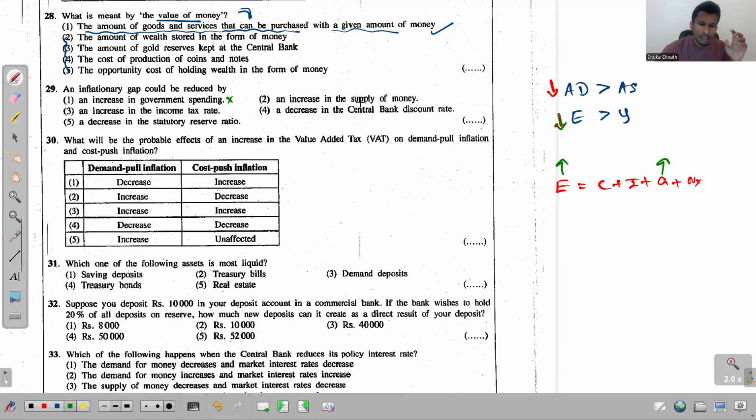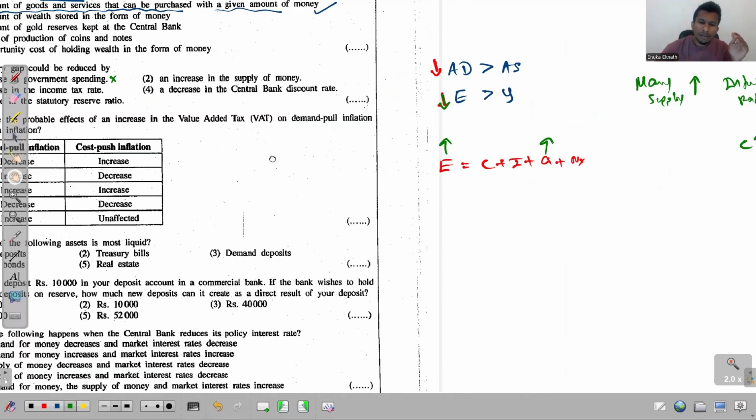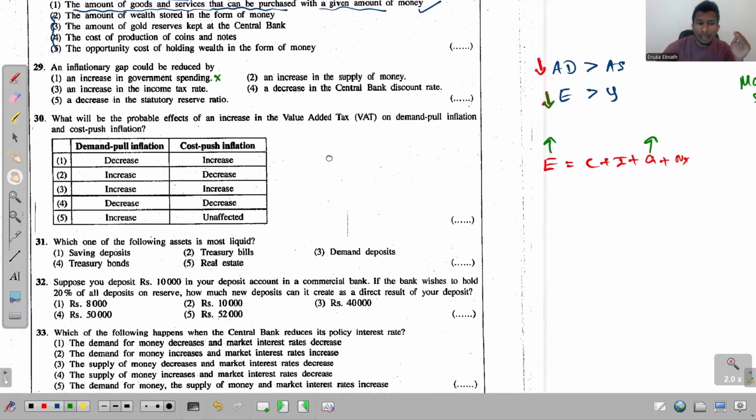Second one, an increase in the supply of money. So when the money supply is increased, right? Hope you remember, when the money supply is increased, what happens to the interest rate in the economy? Interest rate decreases, and when interest rate decreases, consumption increases, even investment increases, right? As a result, what will happen to the aggregate demand or the aggregate expenditure?